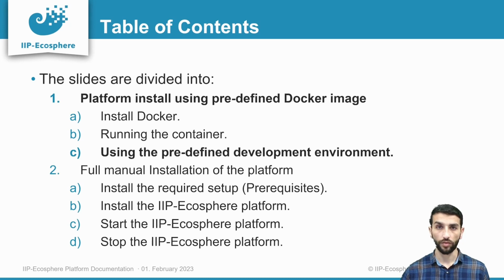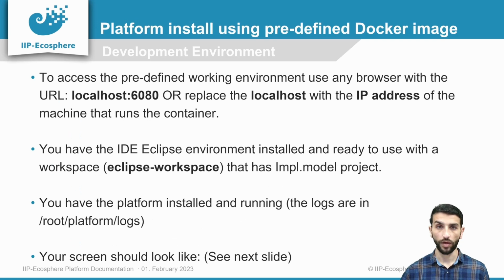Now, let's see how to use the predefined development environment. To access the predefined development environment, use any browser with the URL localhost:6080 or replace the localhost with the IP address of the machine that runs the container.